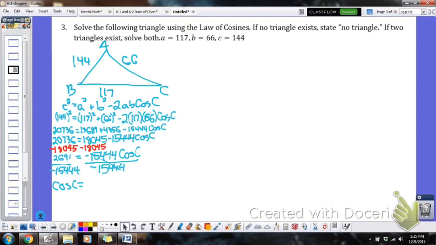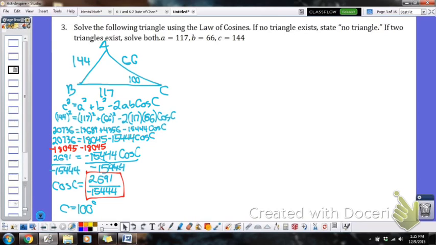So I have the cosine of C equal to 2,691 over negative 15,444, and to get angle C alone, I take the inverse cosine of this fraction. And when I take the inverse cosine of that, I will get angle C being equal to approximately 100 degrees. So I now know that angle C is equal to 100 degrees. I'm going to use that with the law of sines to find another angle. Let's go ahead and find angle A.